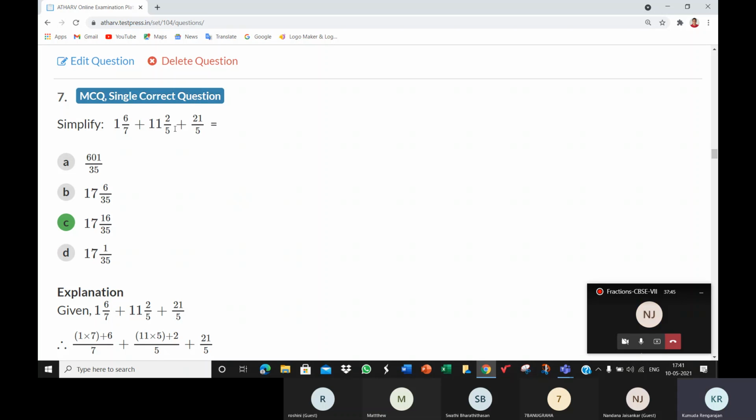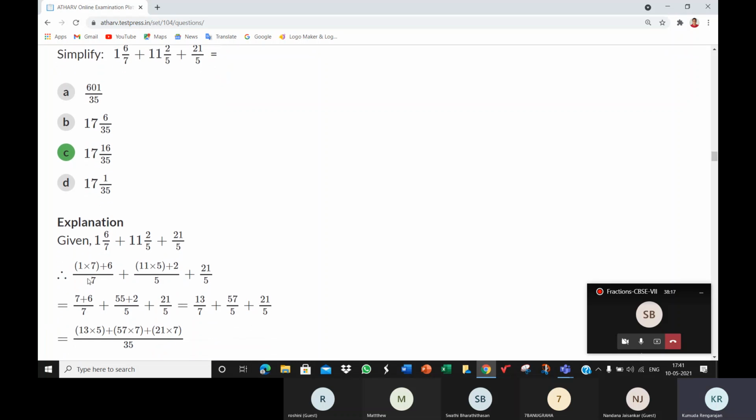Now tell me, should I explain this? What's the first step, children? Tell me the steps. Ma'am, we have to convert it into an improper fraction. Okay, that is what we see here. This step is converting the mixed fraction to improper fraction. This one we are converting to an improper fraction. This we are converting to an improper fraction. This one we write as it is. That's the first step, and you can see 1 into 7, 7 plus 6, 13.